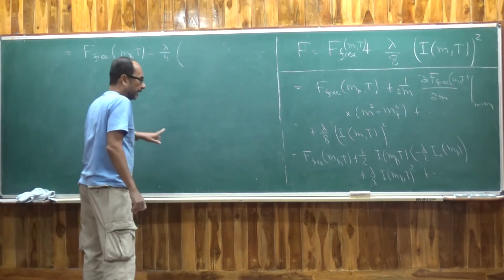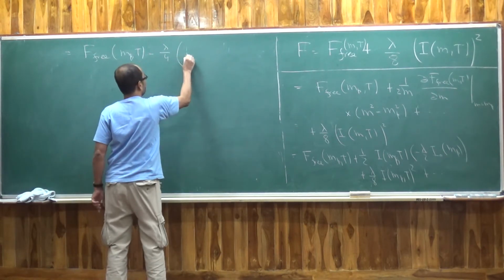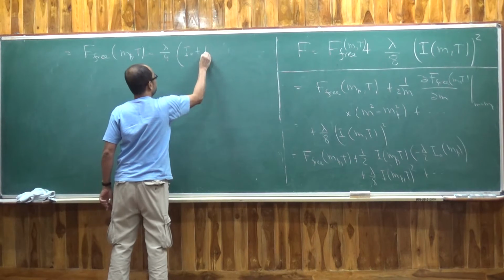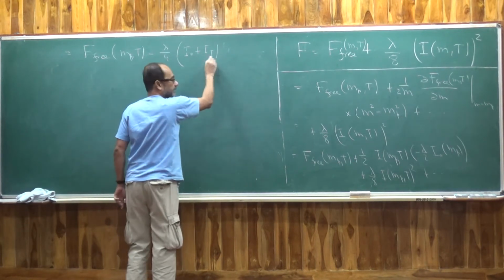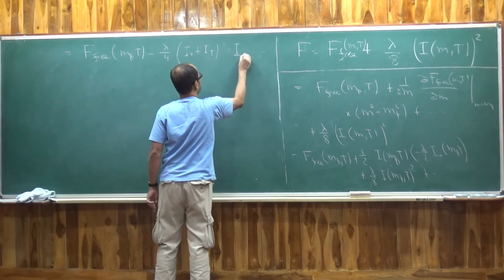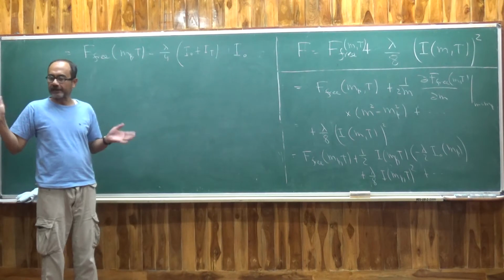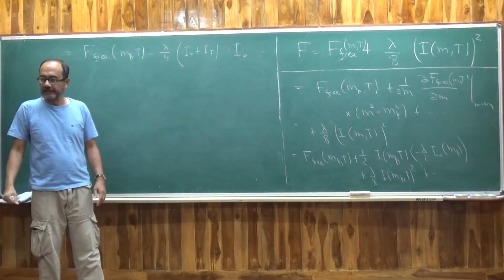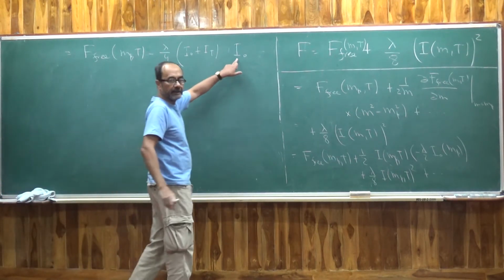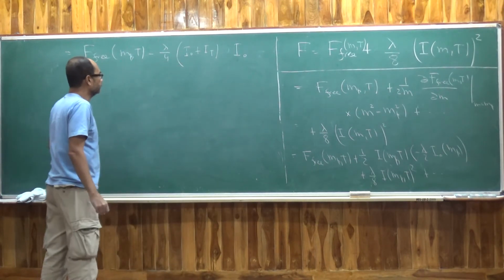Let me write it as I0 plus IT. Okay, so I0 plus IT times I0. The arguments are always m_p and T. Okay, so I'm not writing anything. I0 of course doesn't depend on T.